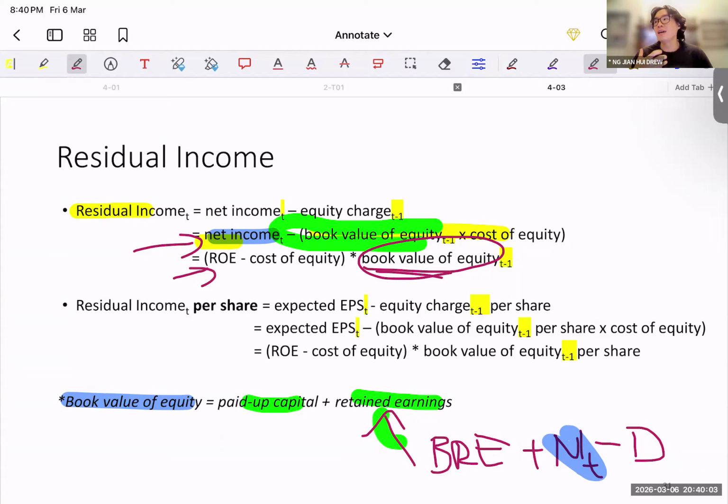So in case you are still a bit unsure what residual income is, I really encourage you to look through lecture 2, because in lecture 2 we spend a good amount of time trying to dissect and explain what residual income is, right? Now, why I have a second formulation, the difference is just per share.